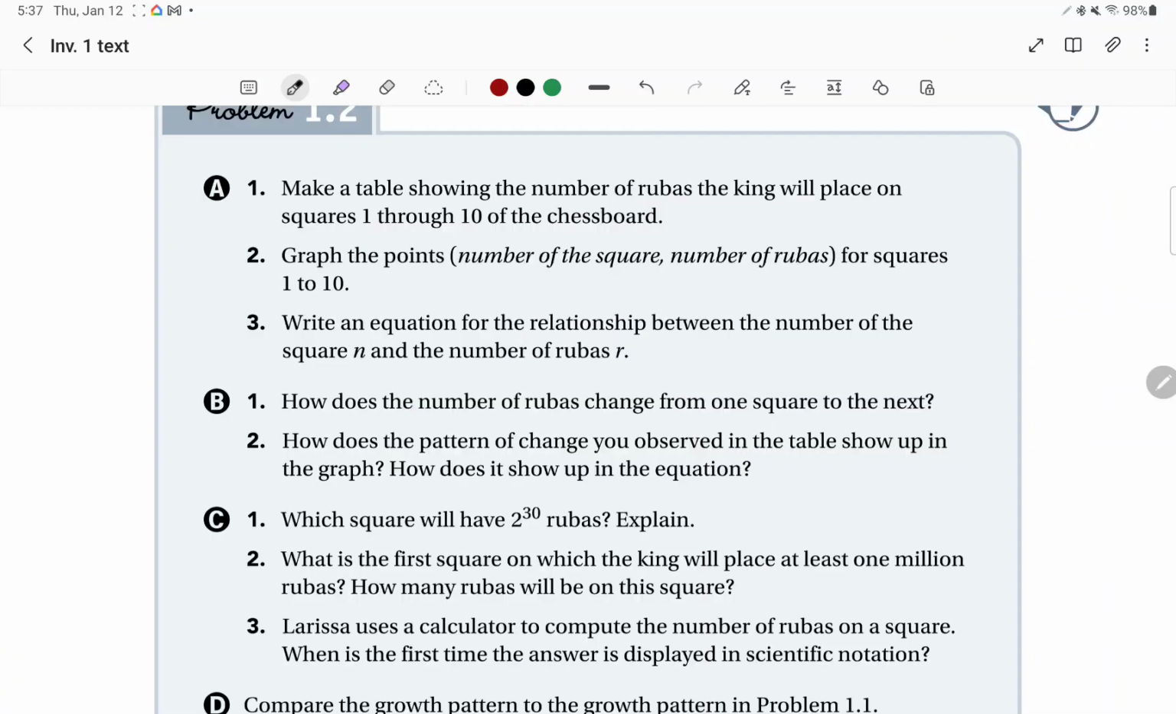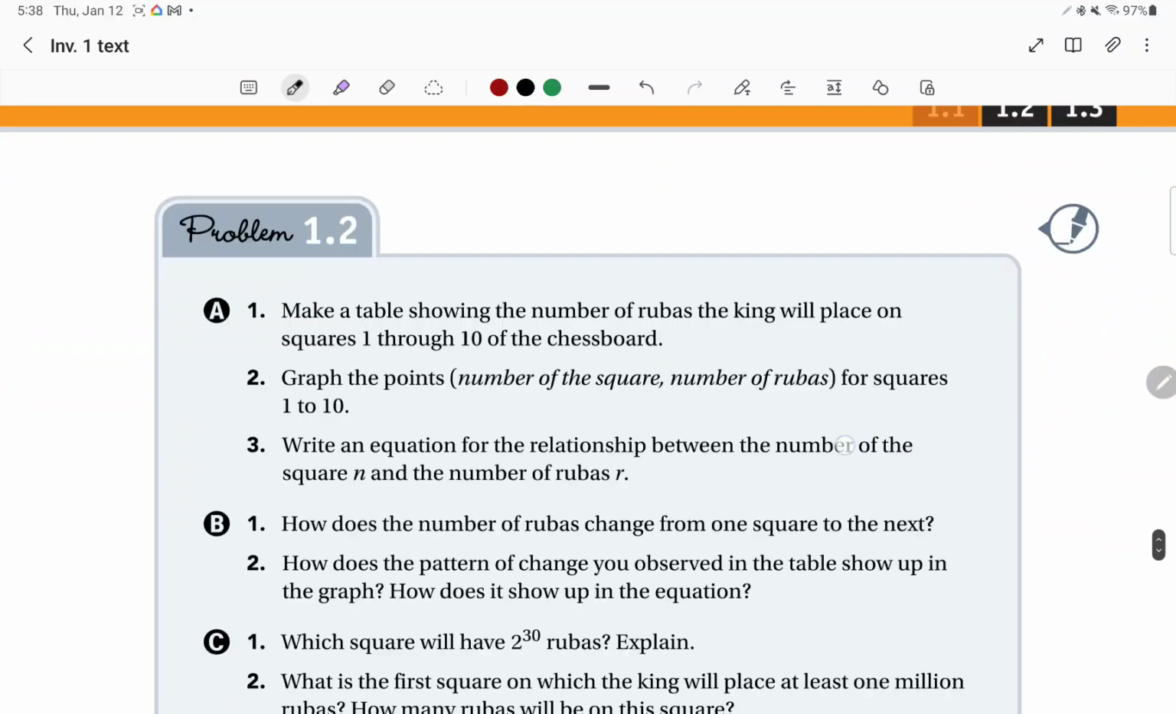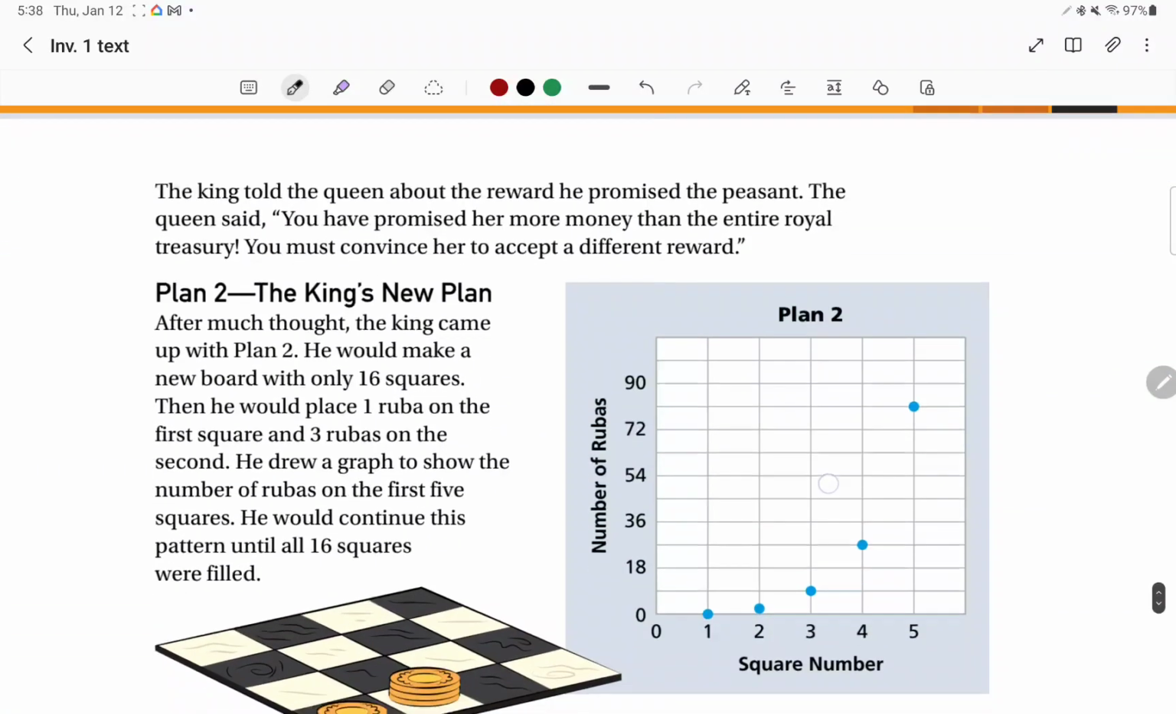Okay, on number 1, it says make a table showing the number of rubas the king will place on squares 1 through 10 of the chessboard. So if you wanted to go ahead, there is a lab sheet 1.3, you can put these things on there. Number 2, graph the points, number of square on the x, rubas 1 to 10, and then write an equation. So you can go ahead and use the lab sheet 1.3 to answer this question. Wait, sorry, I just realized this is out of order. I thought that looked familiar, but we've already done that. Let's jump down to here.